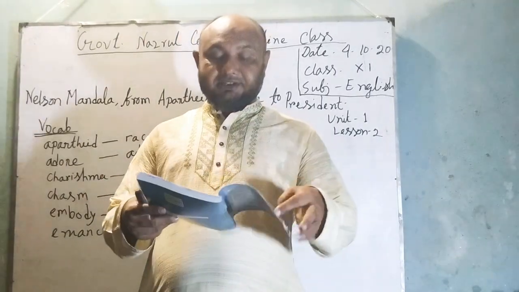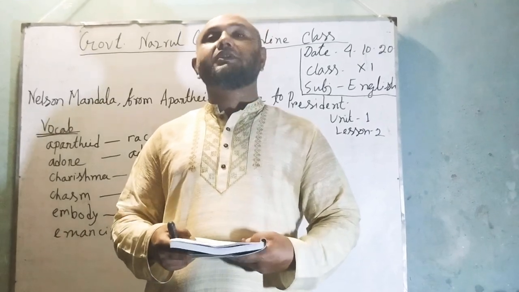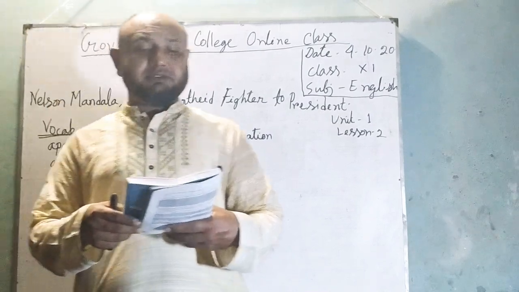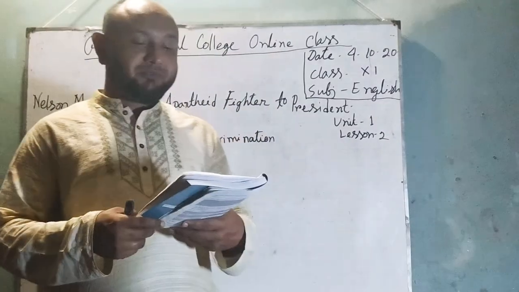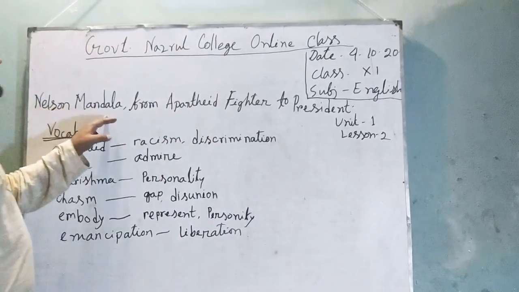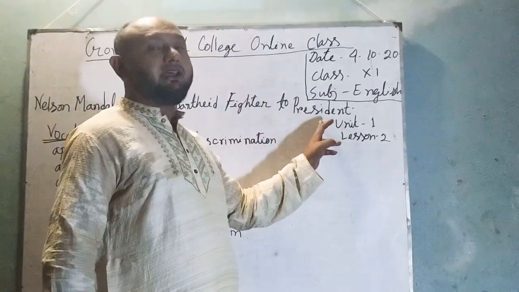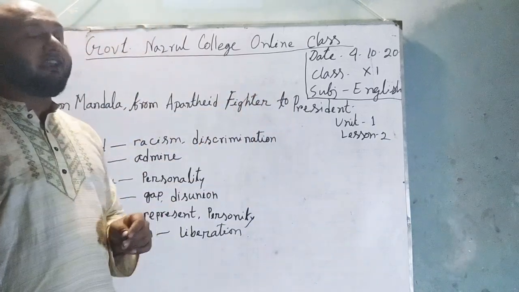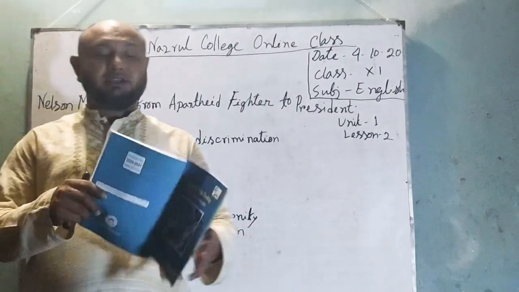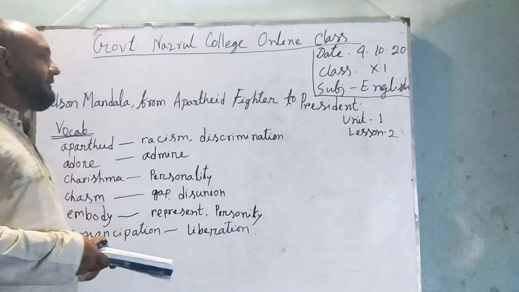Today, let's have our class. Open your book at page number 7. Nelson Mandela, from Apartheid Fighter to President. This topic has been taken from Unit 1, Lesson 2, page number 7 of your new English book.